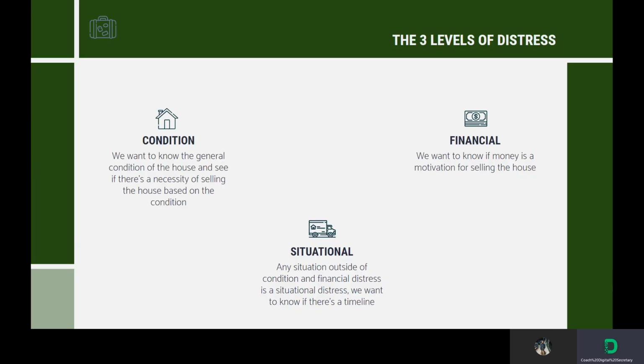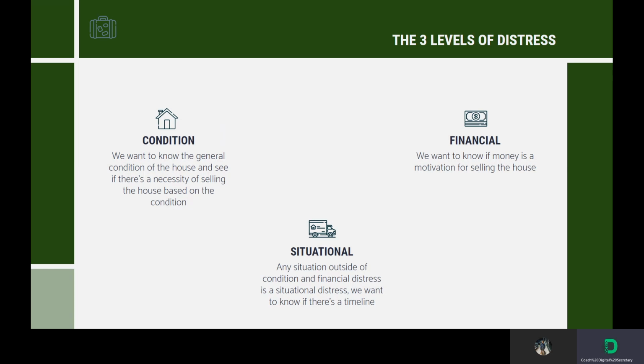Okay. Now, let's review the three levels of distress. First of all, we have the condition distress. Second, we have the financial distress, and third, we have the situational distress. The condition distress is based on the real condition of the house. Okay, we want to know the general and true condition of the house.